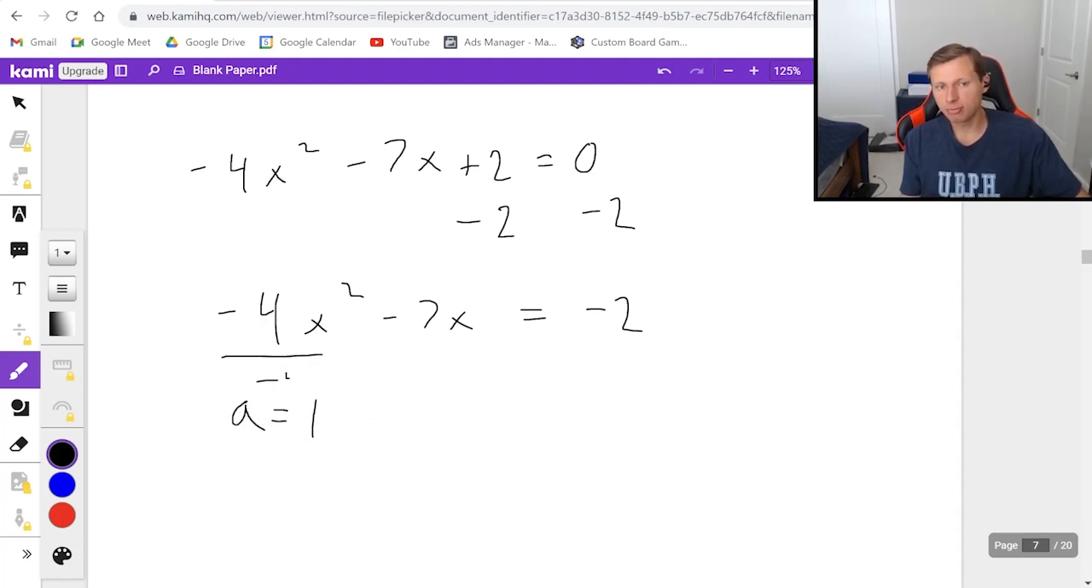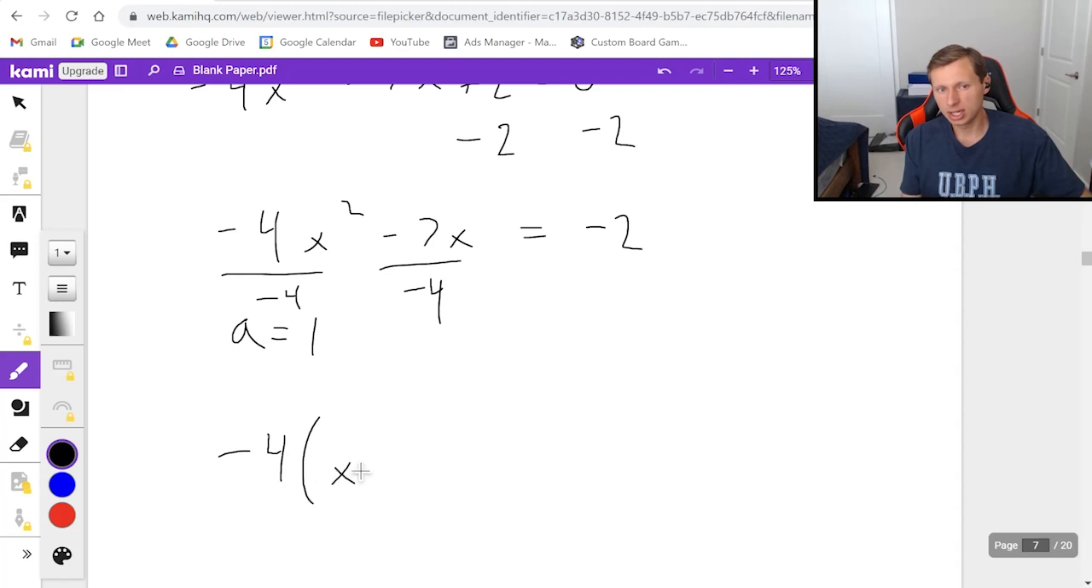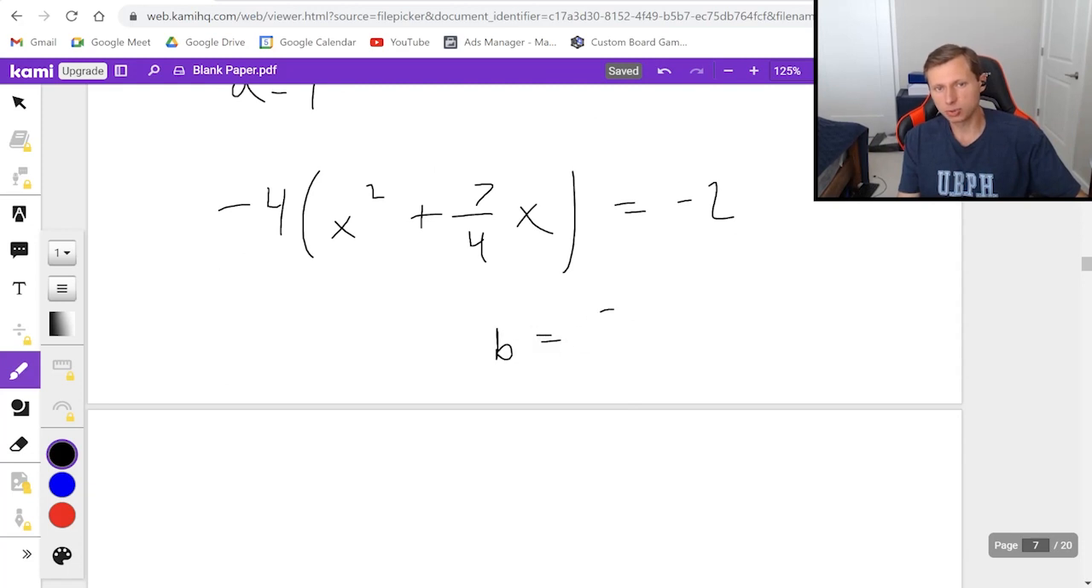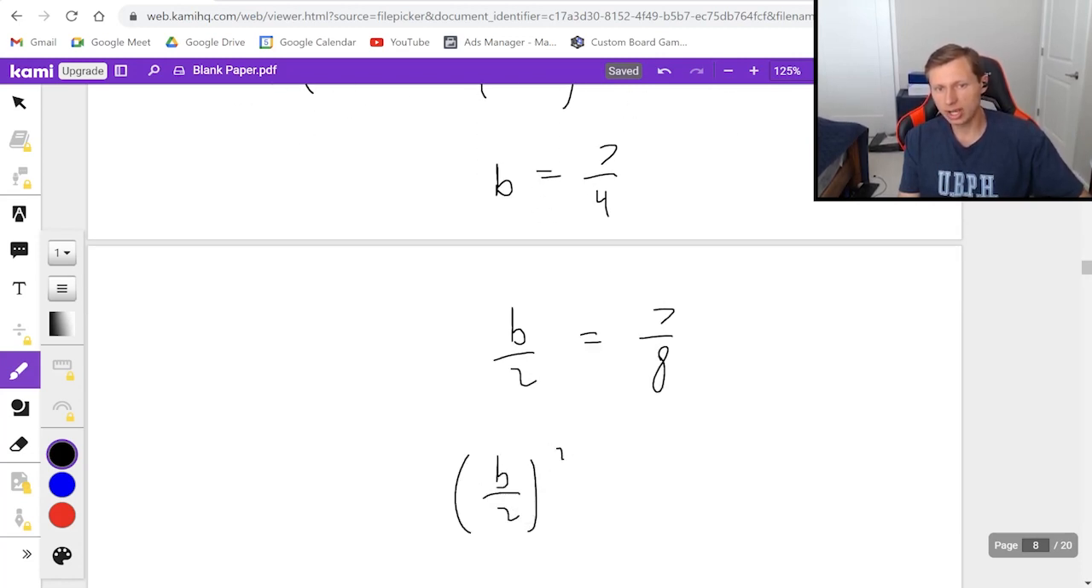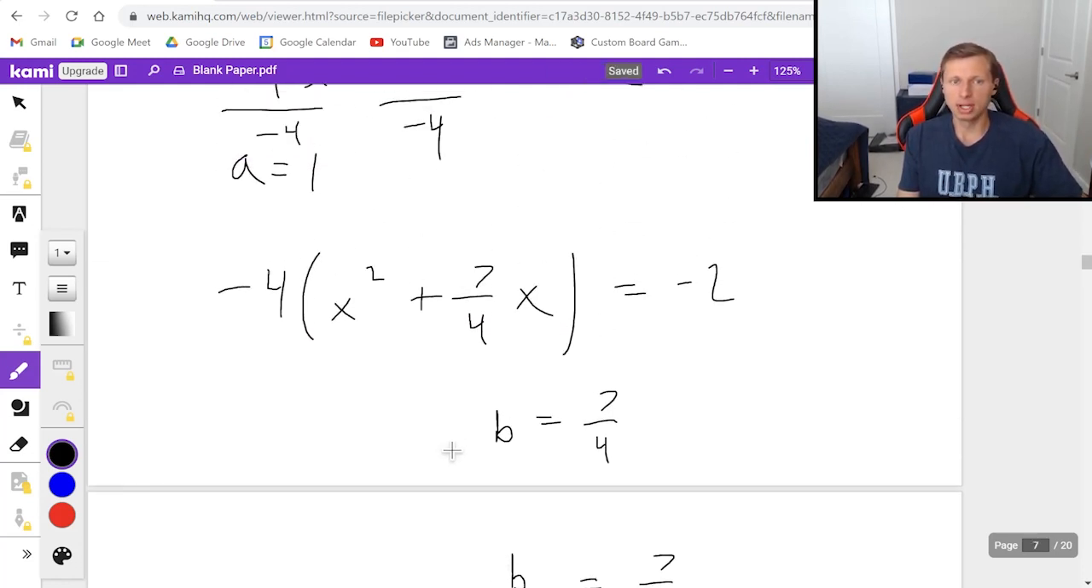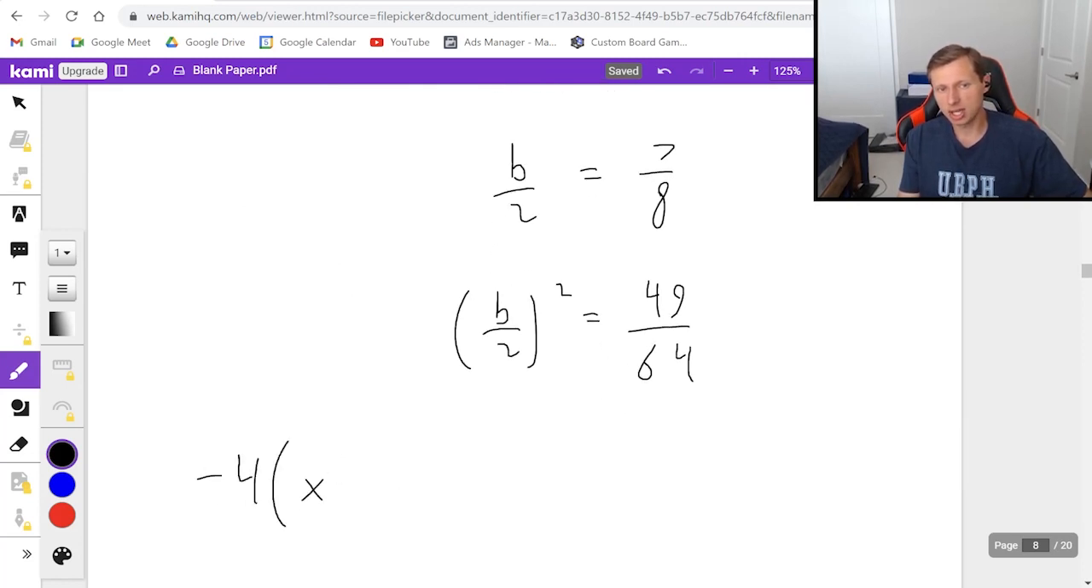When I factor out the negative 4, it's the same thing as dividing the left side by negative 4. So it's going to be negative 4 times the quantity x squared plus 7/4 x, because the negatives cancel. And on the right side, I still just have negative 2. Don't touch it. Now b is equal to 7 over 4, which means b over 2 is 7/8, and b over 2 squared is going to be 49 over 64. That's going to be fun. But remember, it's negative 4 times x squared plus 7/4 x plus 49 over 64.